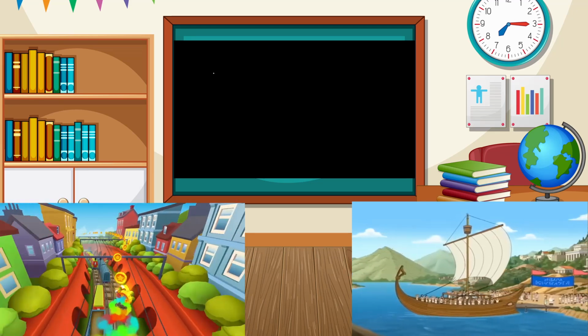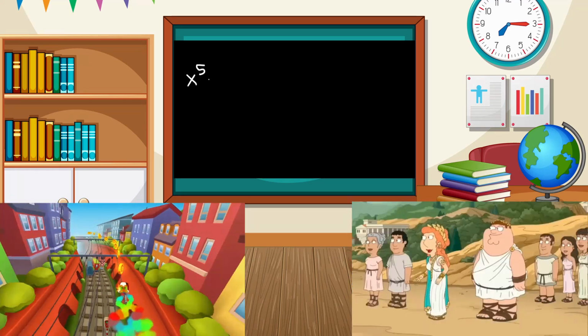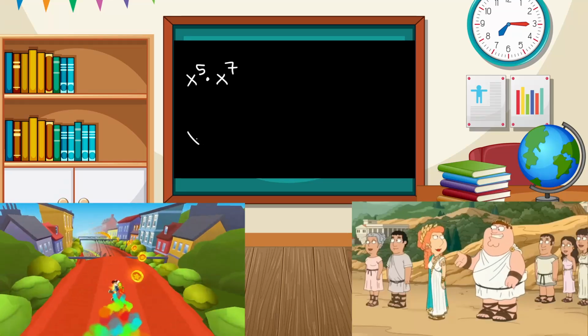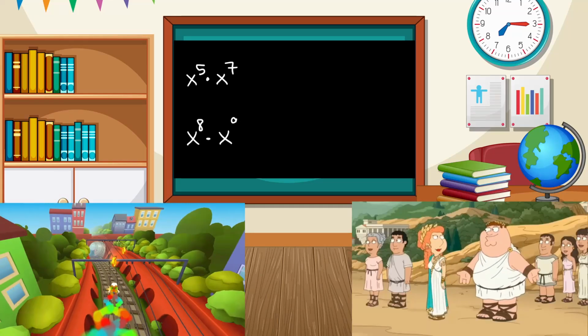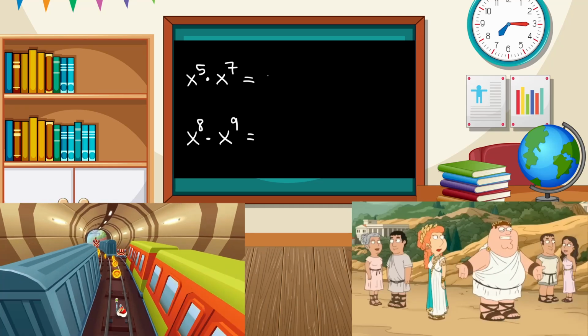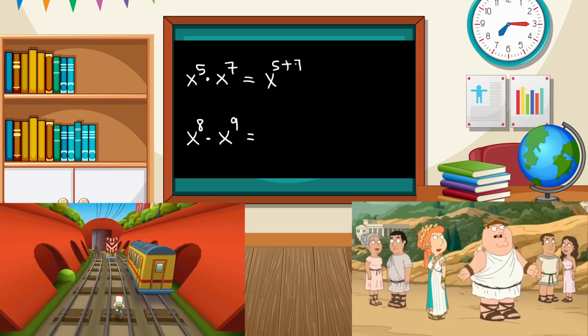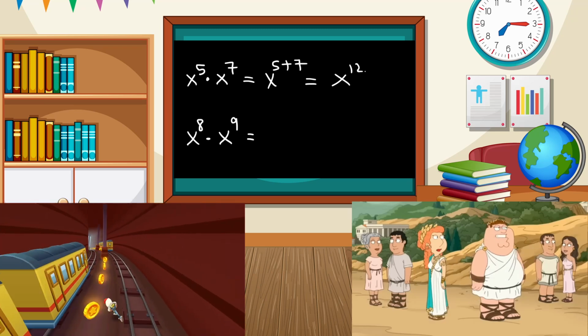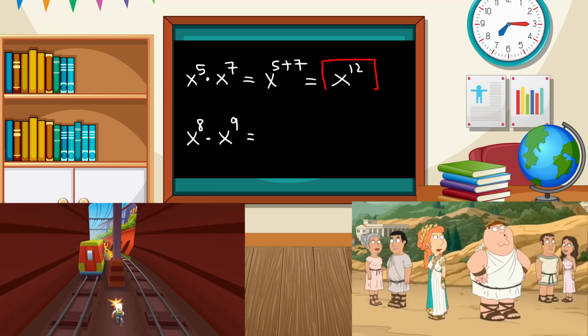For the sake of learning, let's try some other examples. So let's multiply x to the 5th power times x to the 7th power, and also x to the 8th power times x to the 9th power. So feel free to pause the video and try those two problems. So this is going to be x raised to the 5 plus 7. And then you just got to add those two numbers. 5 plus 7 is 12. And so that is the answer for the first problem, x to the 12th power.